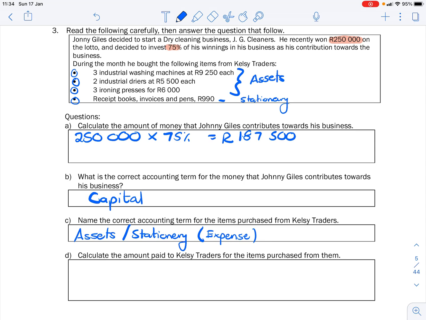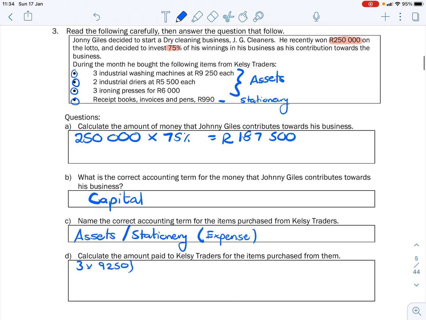And then finally, calculate the amount paid to Kelsey Traders for the items purchased from them. So we have 3 industrial washing machines at 9,250 Rand each. We have 2 industrial dryers at 5,500 Rand each. We have 3 ironing presses for 6,000 Rand, so there must be 2,000 Rand each. And our receipt books and pens for 990.